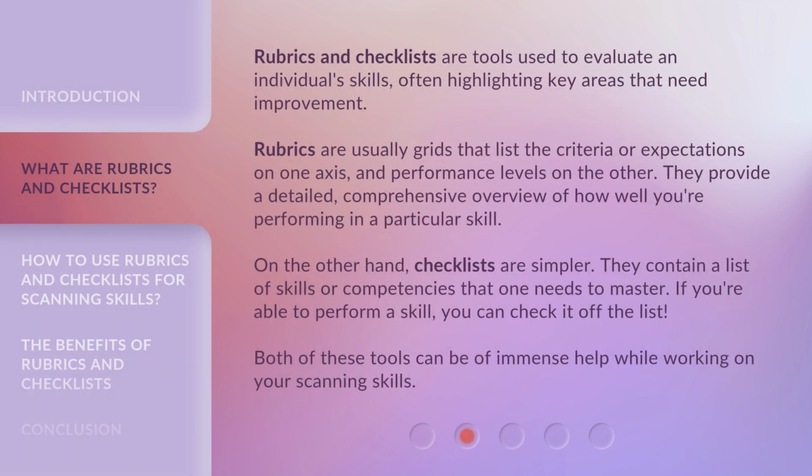Rubrics and checklists are tools used to evaluate an individual's skills, often highlighting key areas that need improvement. Rubrics are usually grids that list the criteria or expectations on one axis and performance levels on the other. They provide a detailed, comprehensive overview of how well you're performing in a particular skill. On the other hand, checklists are simpler. They contain a list of skills or competencies that one needs to master. If you're able to perform a skill, you can check it off the list. Both of these tools can be of immense help while working on your scanning skills.